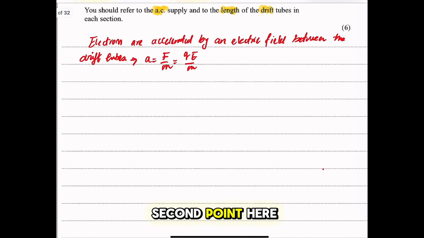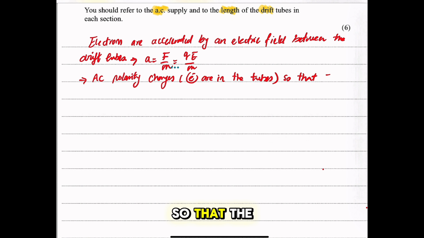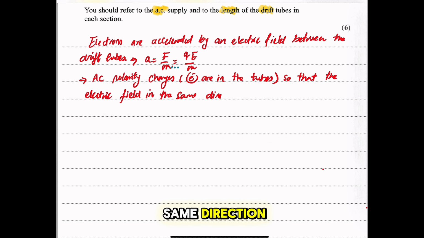For the second point, do we have a change in polarity? AC, which is the power supply, the polarity always changes. And once the polarity changes, where? When the electrons are in the tubes, like the electrons before, they were in the D's of the cyclotron. So the electric field is always in the same direction, all the time, when the particles are in the gaps.